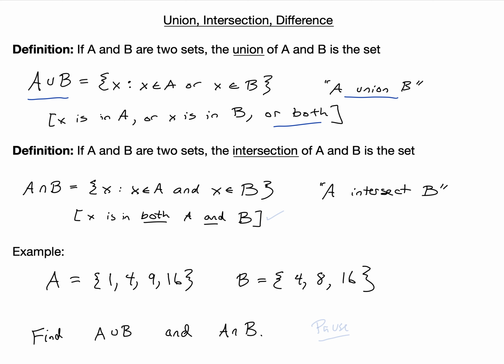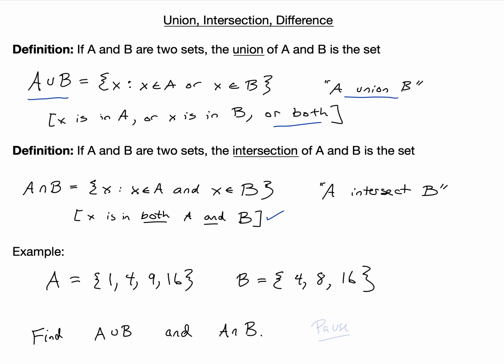If A and B are two sets, the intersection of A and B is the set A intersect B. We just have the upside down symbol of what we had above, so an upside down U. A intersect B is equal to the elements X such that X is an element of A and X is an element of B. In other words, these are the elements that are in both A and in B.